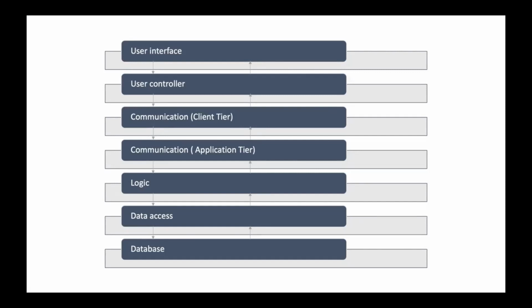Then, after the user controller takes the user input and forwards it to the communication client tier, the communication client tier has two main components. The first one is the send request, in which there are messages sent by the client to trigger an action on the server, while the capture response component is a pack of information sent by the application server to the client in response to an earlier request made by the client. Then comes the communication application tier that also has the send response component and capture request component. The capture request component is responsible for capturing the request sent by the client.